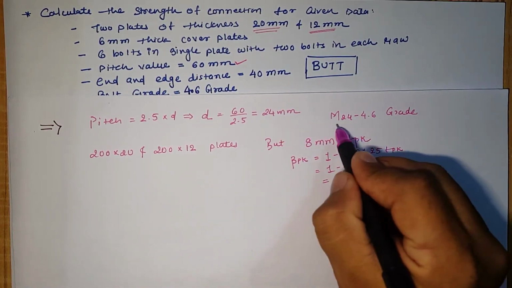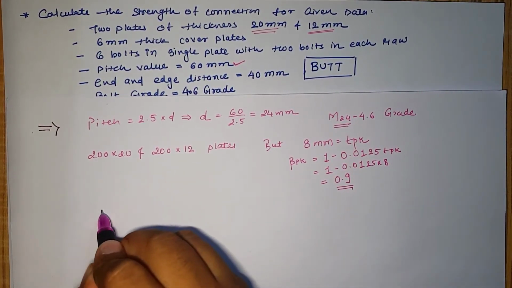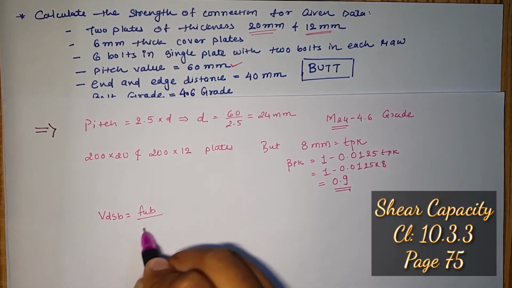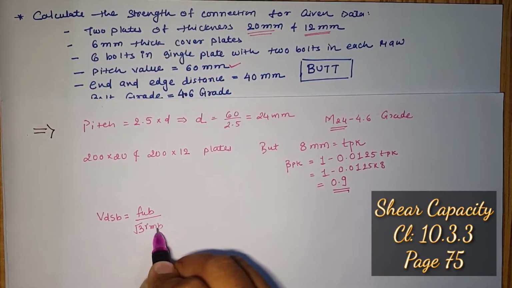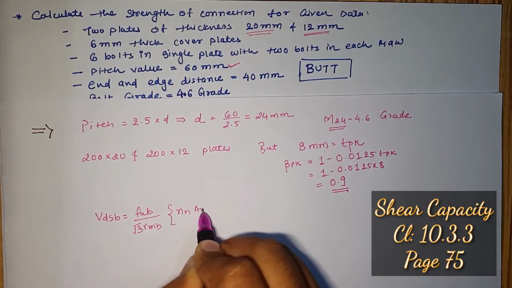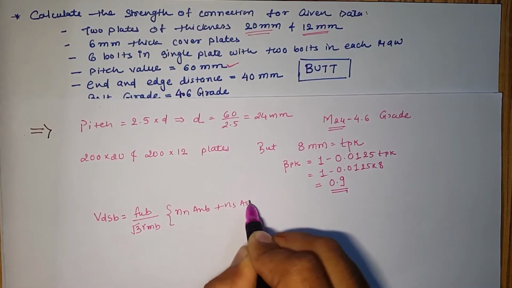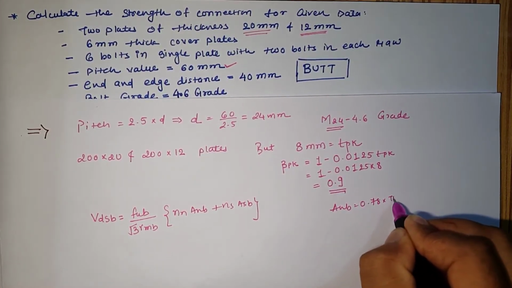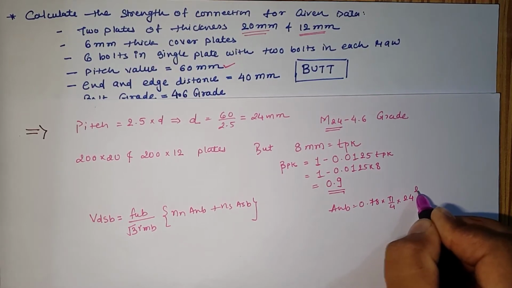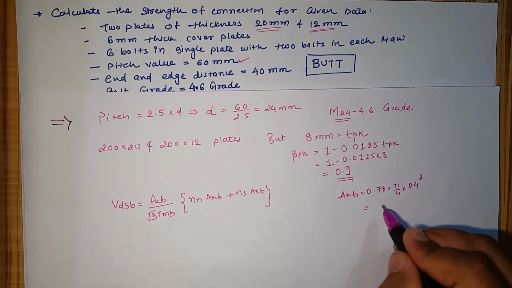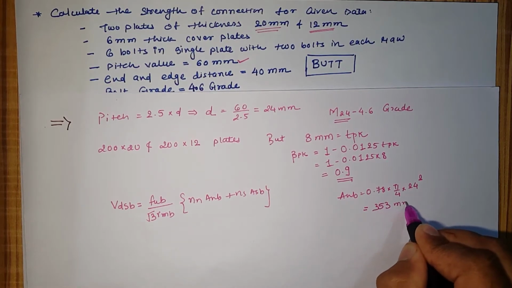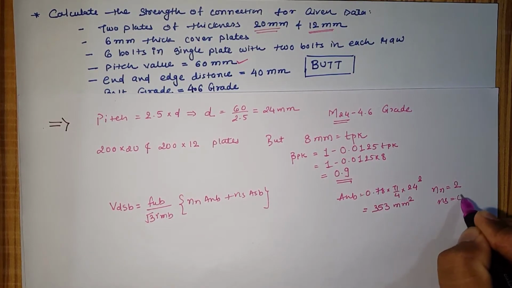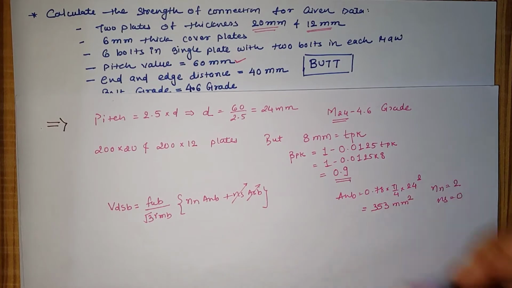Now we know that an M24 bolt is given. So for calculation of VDSB, our equation is Fu by root 3 gamma MB into (NN ANB plus NS ASB). Now ANB is 0.78 into pi by 4 into D square, which is equal to 353 mm square. For the butt connection, we are using NN equal to 2 and NS equal to 0. It means that the term NS is eliminated.